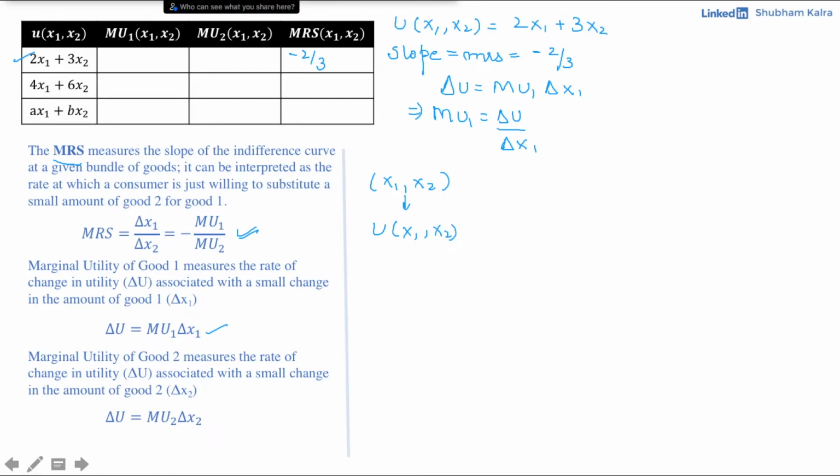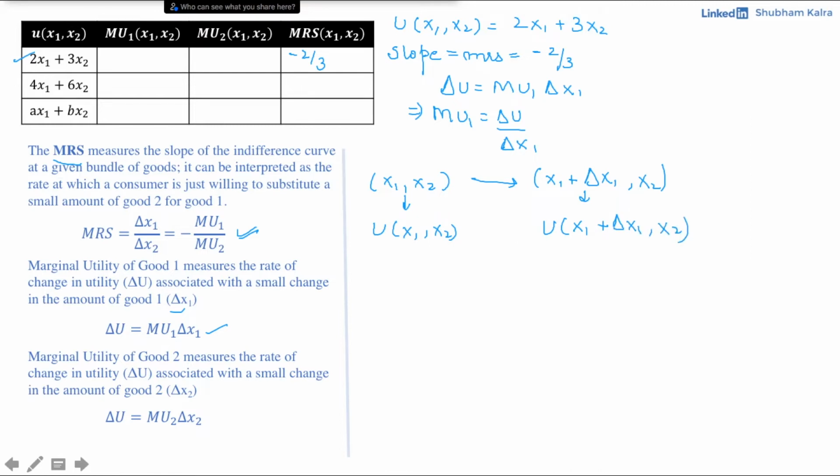And as we increase the consumption of good 1 by a very small amount, and this change is denoted by delta x1, the consumer's new consumption bundle would be x1 plus delta x1 comma x2, where from this consumption bundle the consumer is getting the utility as u of x1 plus delta x1 comma x2.